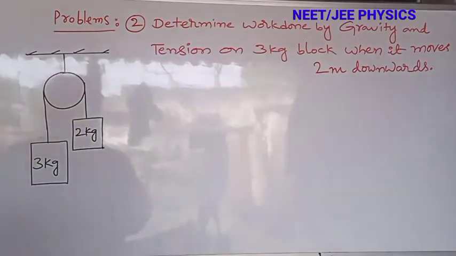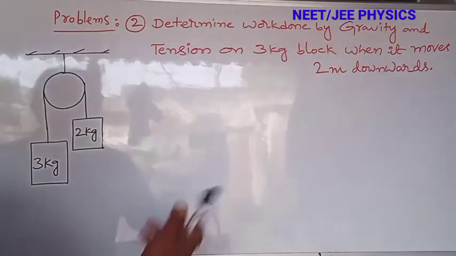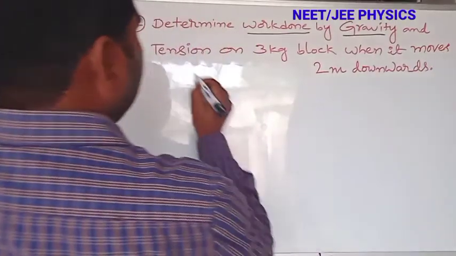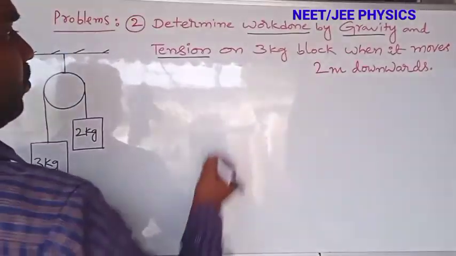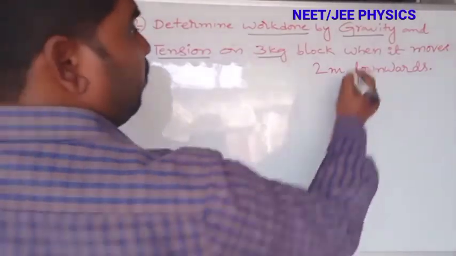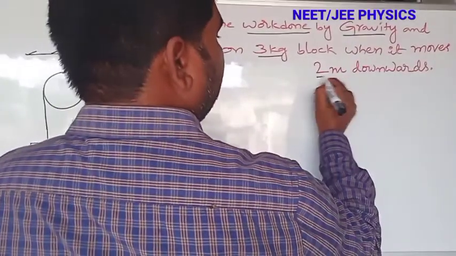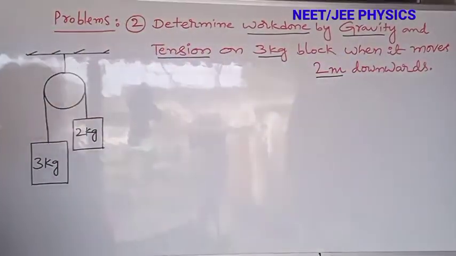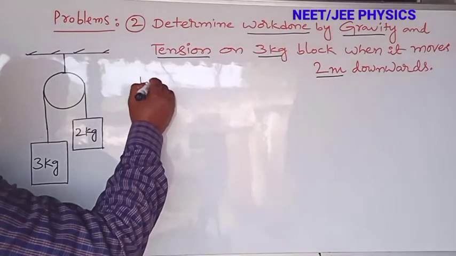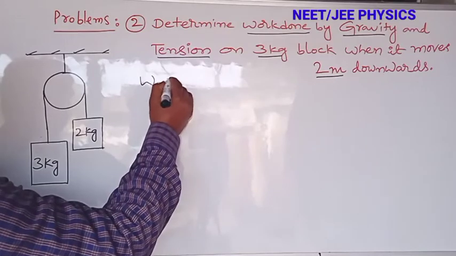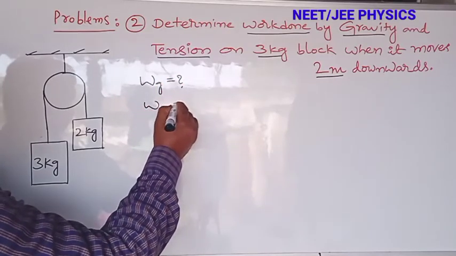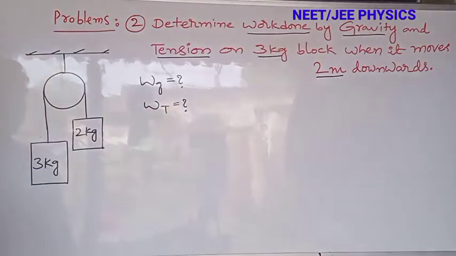Now see the second problem. Find the work done by gravity and tension on the 3 kg block when it moves 2 meter downwards. Here a 3 kg and a 2 kg block are there. When the 3 kg block is moving 2 meter downward, find the work done by gravity and the work done by tension. These are the questions for us.